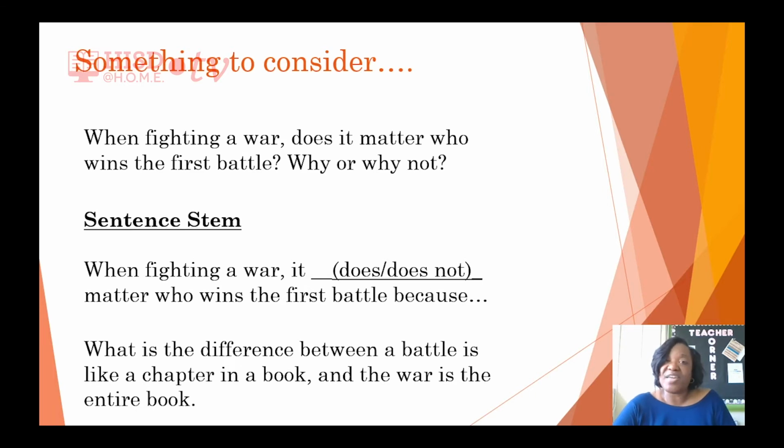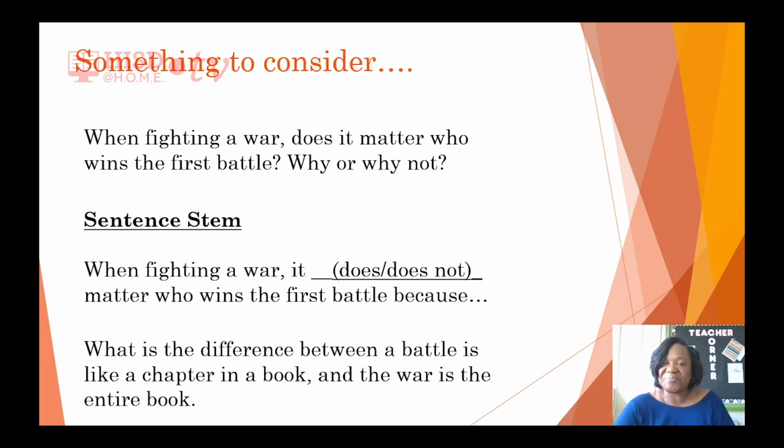Same thing with fighting a war. Why does it matter who wins? Who wins the battle? Here's a sentence stem that I would like for you to use. When fighting a war, it does or does not matter who wins the first battle, because... Take a moment to fill in that, and then I'll come right back to you.